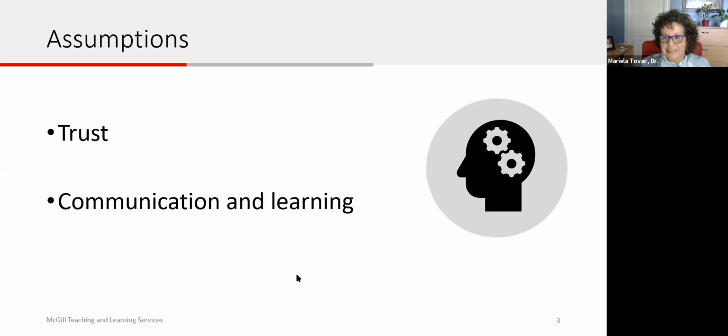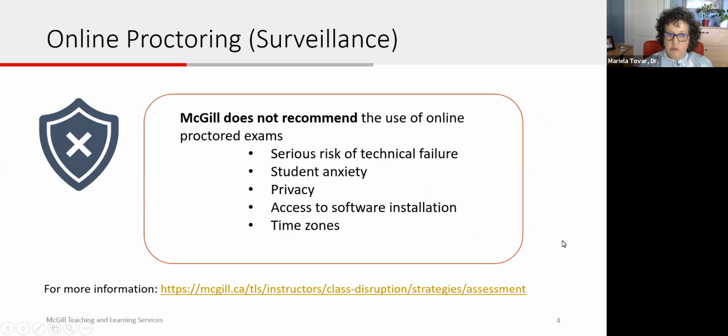So next slide, please. So just to review our present environment, online proctoring or surveillance, McGill presently does not recommend the use of online proctored exams in the remote environment. There are few exceptions, including programs where accreditation requires that type of proctoring, or where it has been used before. And in this slide, we have indicated some of the reasons why. There is a serious risk of technical failure. Those types of proctoring require a sustained, extended use of internet, and that may not be available to students. And if something goes wrong, there is no alternative offered.